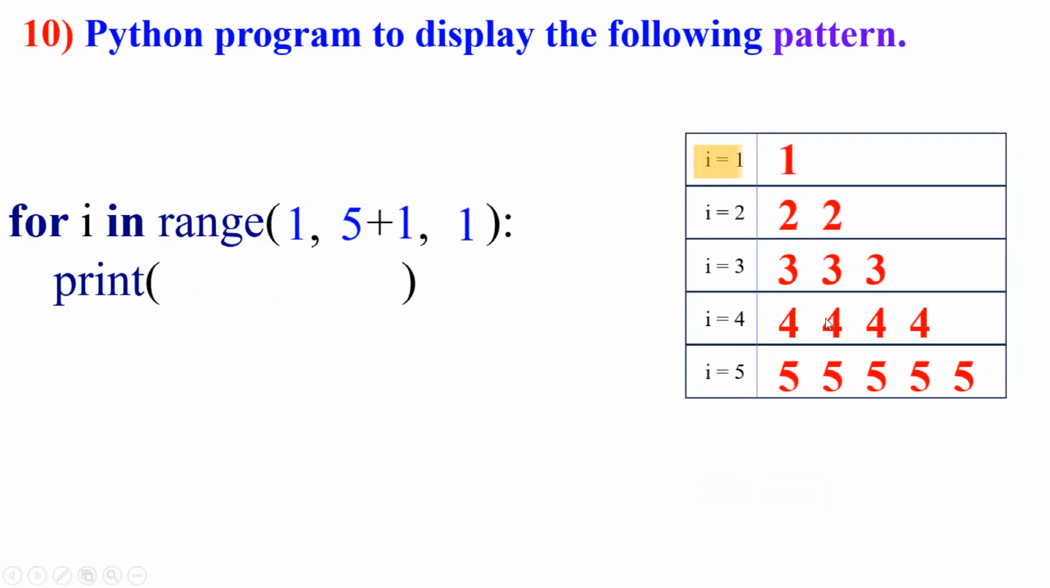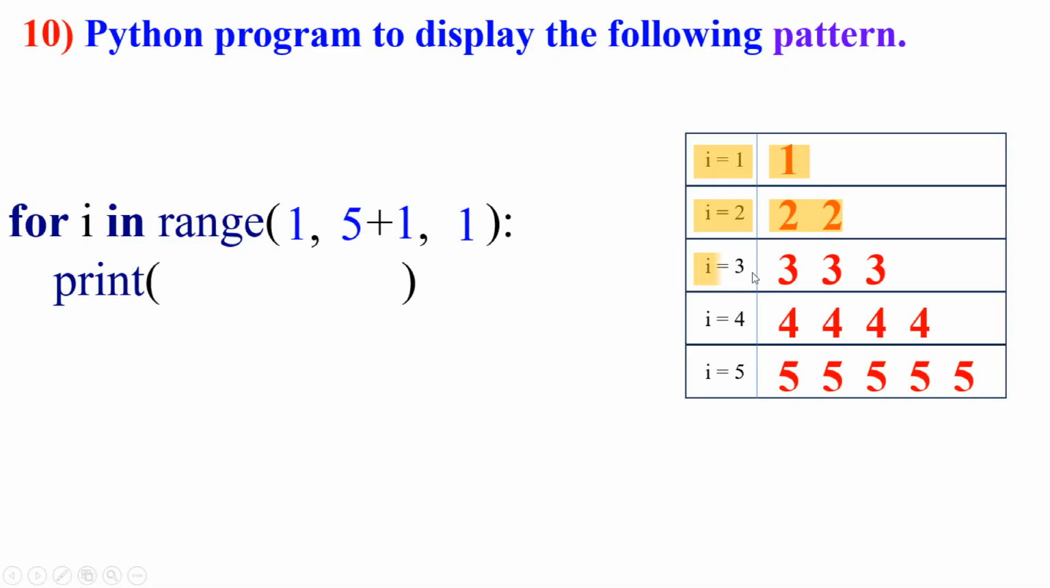Let's look at what value needs to be displayed in this print statement. In the first cycle, the value of the I variable will be 1, so we need to display the value 1 across this entire row. Similarly, in the second cycle, the value of the I variable will be 2. So we need to display the value 2 across this row.